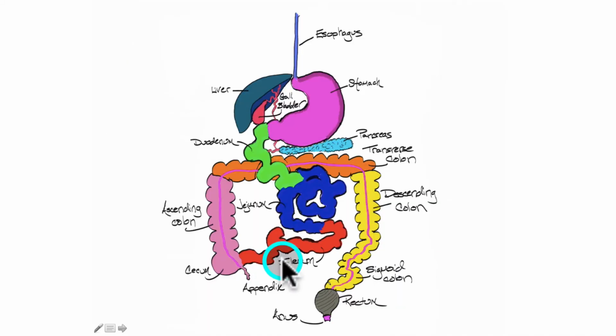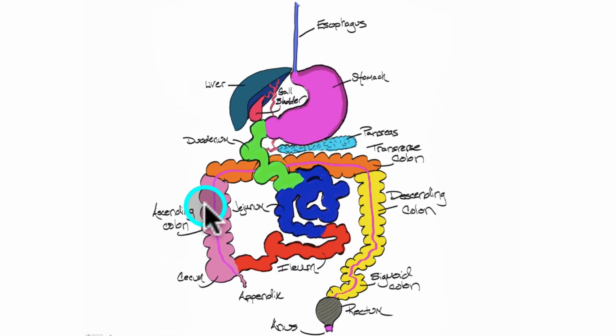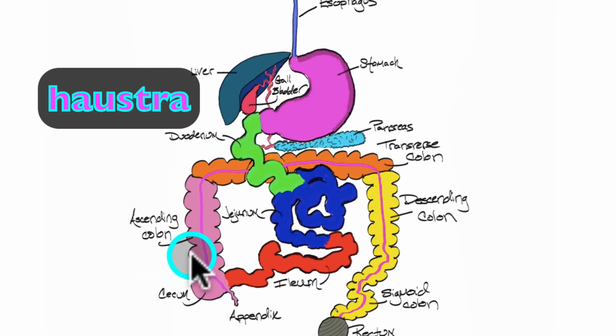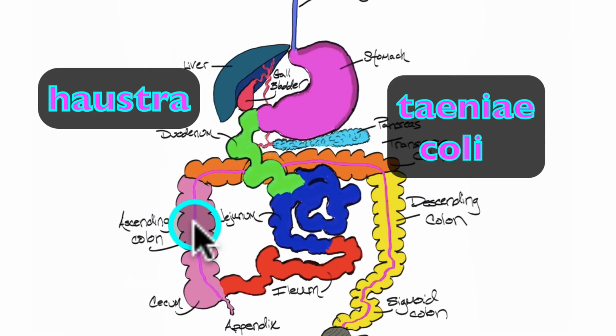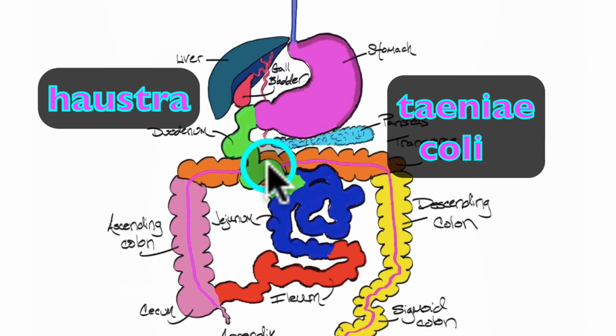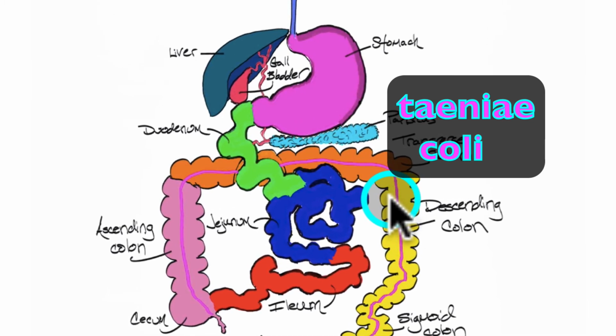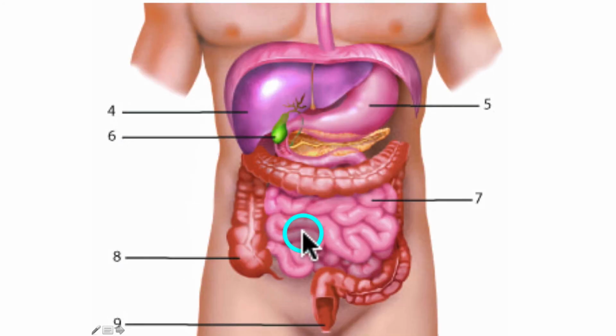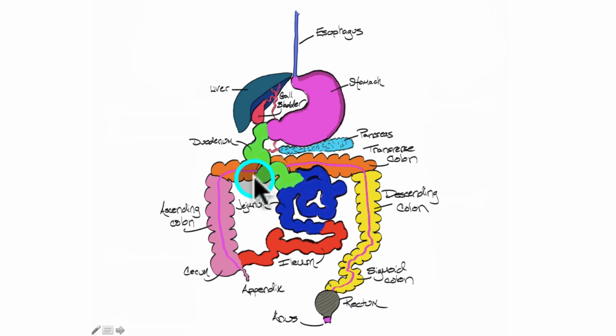If we go back to this slide right here, the segmentation in the large intestines that we see right here are known as haustra. And this right here is a ribbon of smooth muscle that runs along the large intestine known as the taenia coli. Above the diaphragm, so everything we're looking at here is below the diaphragm. Both of these pictures are below the diaphragm with the exception of the esophagus right here.